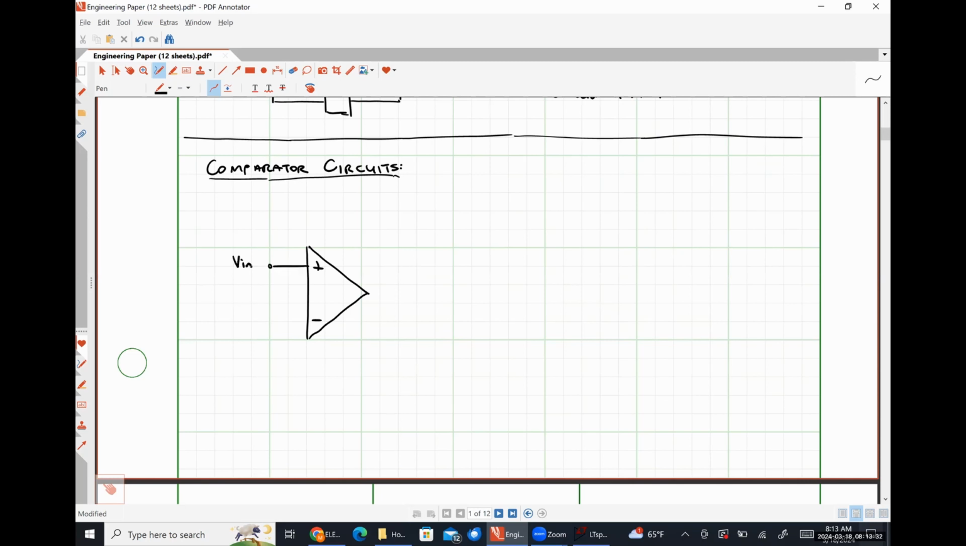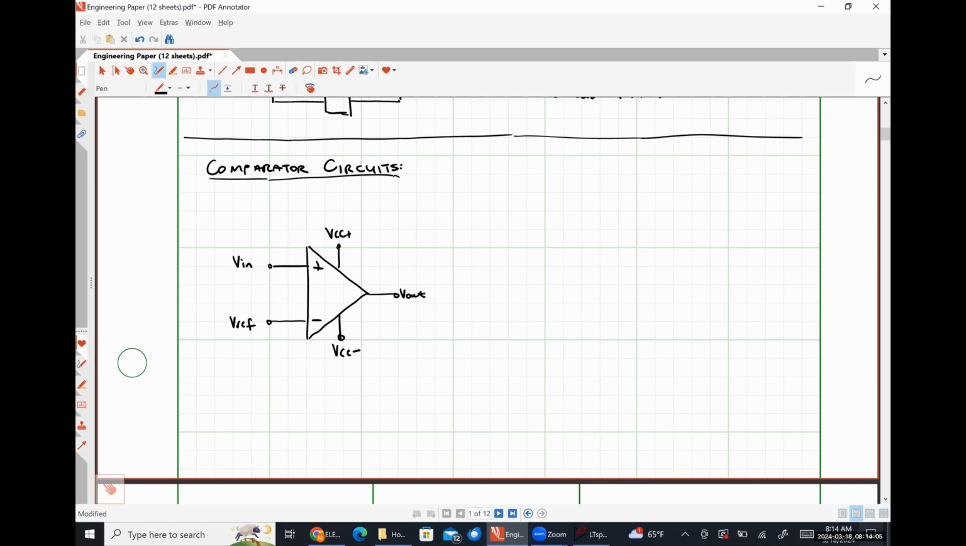Let's say that I apply an input signal to the non-inverting input pin. I ground my inverting input. Actually, let's not ground it. Let's put a reference voltage here, which might be 0. Here's VCC plus. Here's VCC minus. And here is V out.